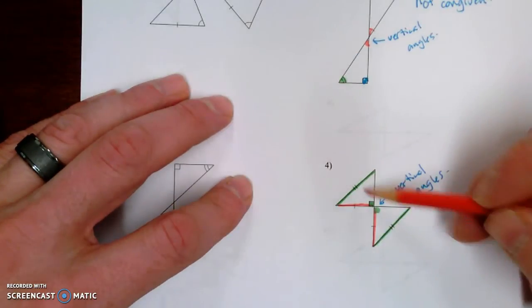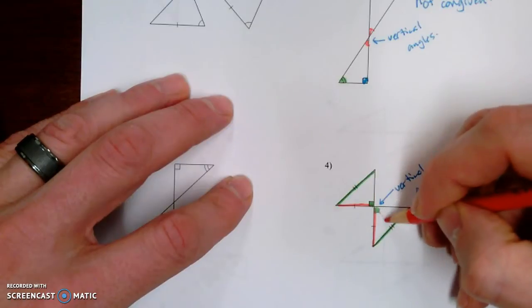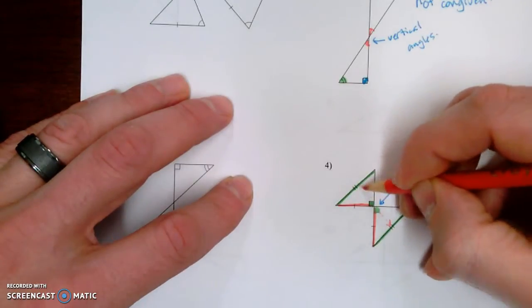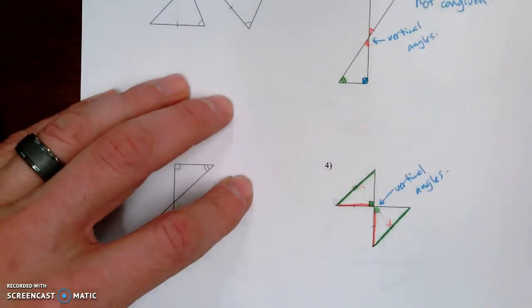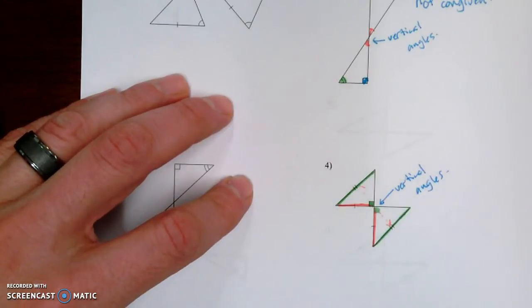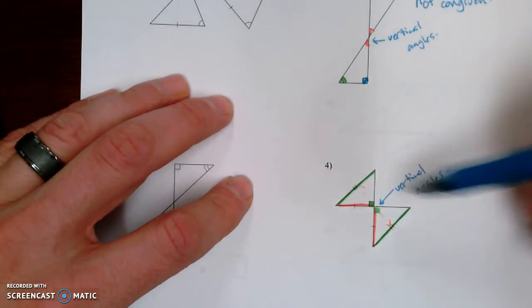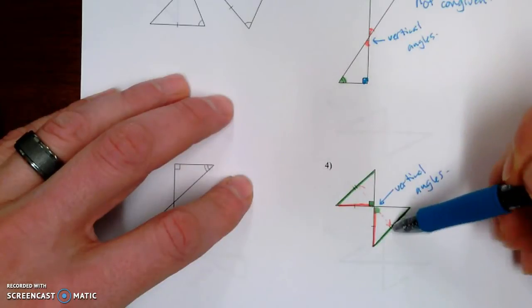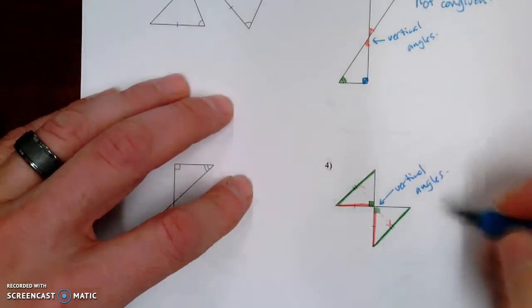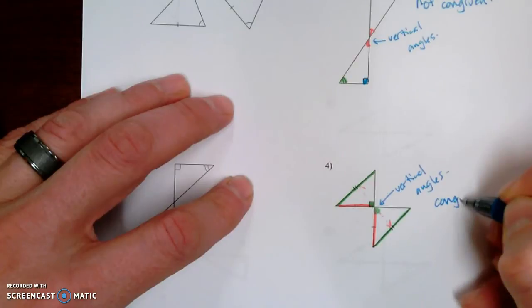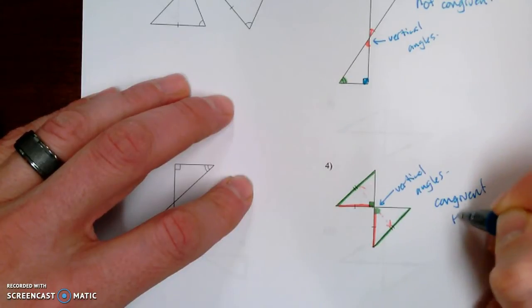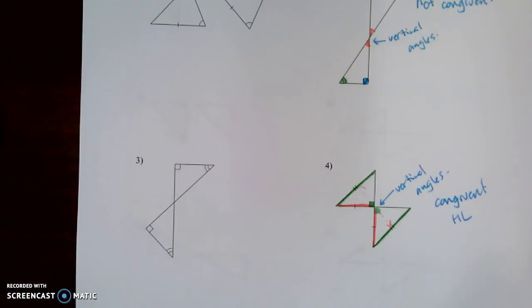And these two sides, because they're directly across from the right angles, are the hypotenuses. And the other two sides are a leg for each triangle. So we've got hypotenuse congruent to hypotenuse, leg congruent to leg. So these two triangles are congruent by hypotenuse leg.